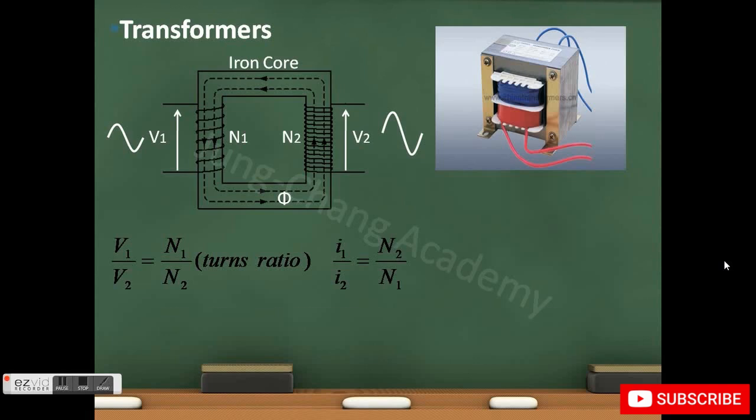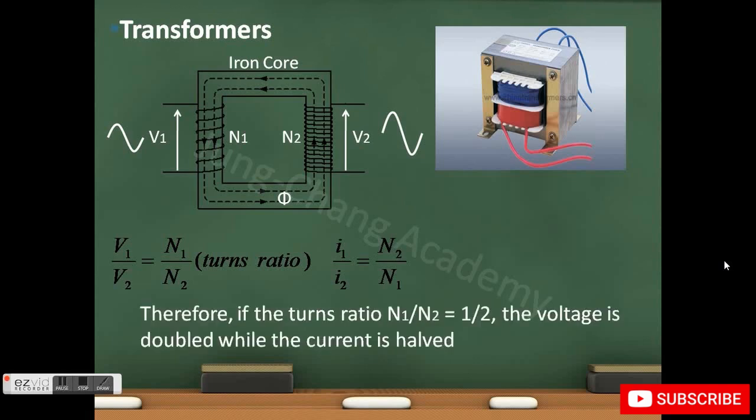So if we have a transformer with a turns ratio of a half, we know that we can use this transformer to double the voltage and halve the current. Ideally, the input power P1 should be the same as the output power P2. And here's how we will draw a transformer in an electrical diagram.